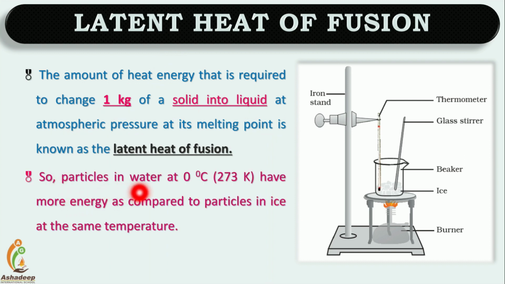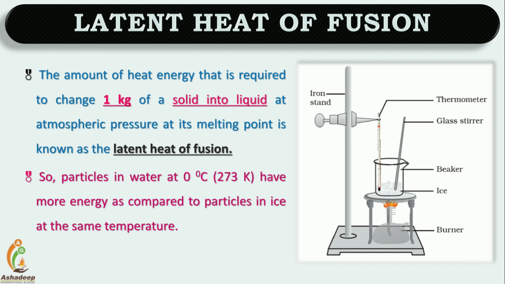So the particles in water at 0 degrees, that is 273 Kelvin, have more energy as compared to the particles in ice at the same temperature. So the particles which are present in ice and the particles which are present in water during the change of state, that is this solid to liquid, water particles will have more energy. Why? Because ice has lower temperature. Actually, ice has particles which are bonded, and water has particles which are not bonded.